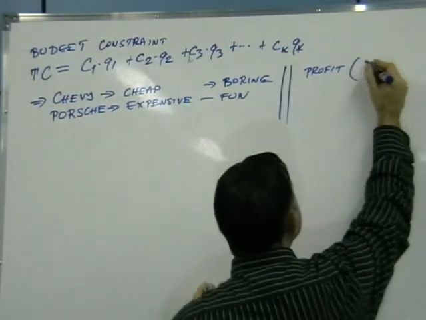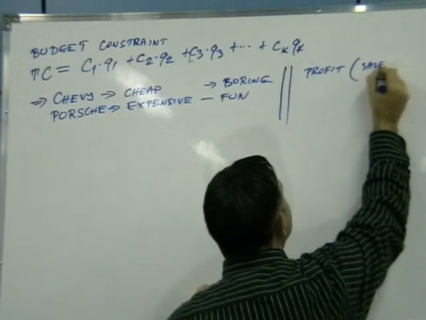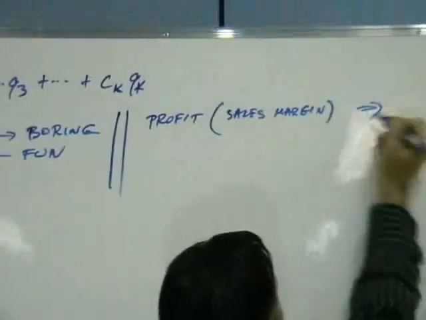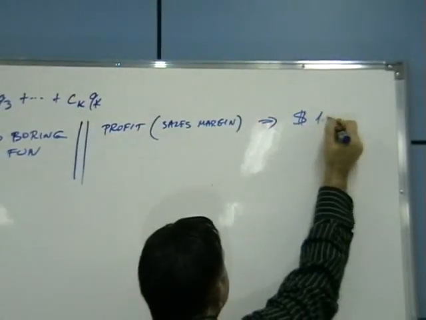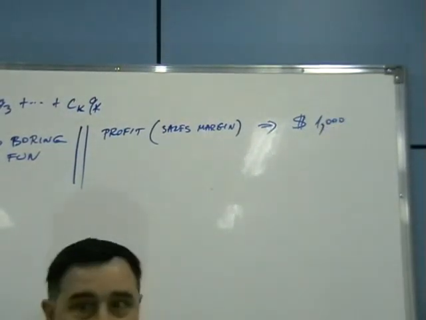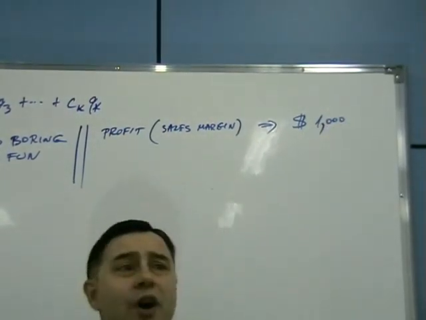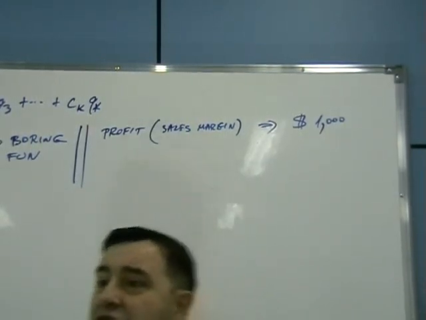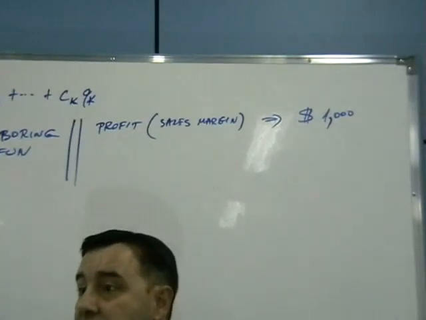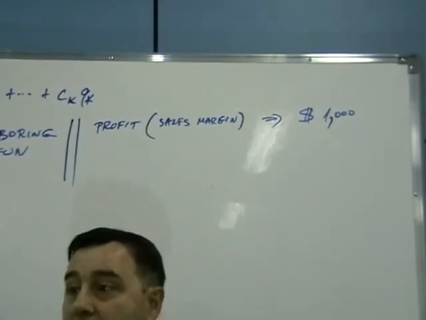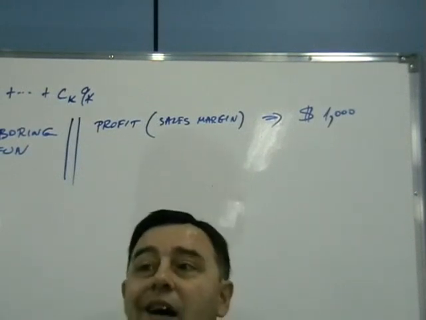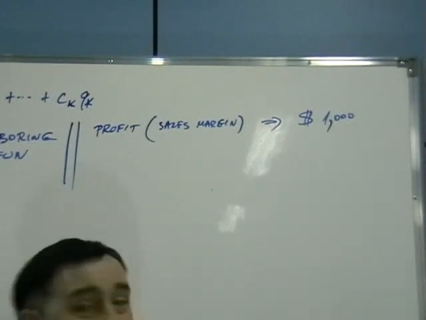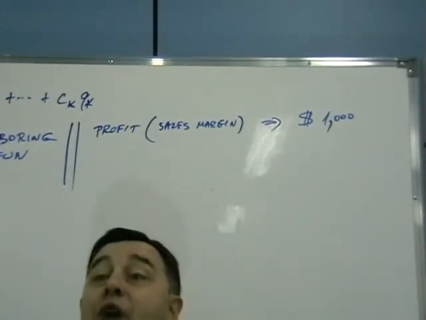So the profit, which is like a sales margin, is, let's say, $1,000. Okay, well, the Porsche sells for what? 50,000, right? Well, what will be the dealer's profit on a Porsche? How much? Is it 5,000? 10,000? 1,000? More like 3,000. In other words, 6,000 or 7,000 is way too much.